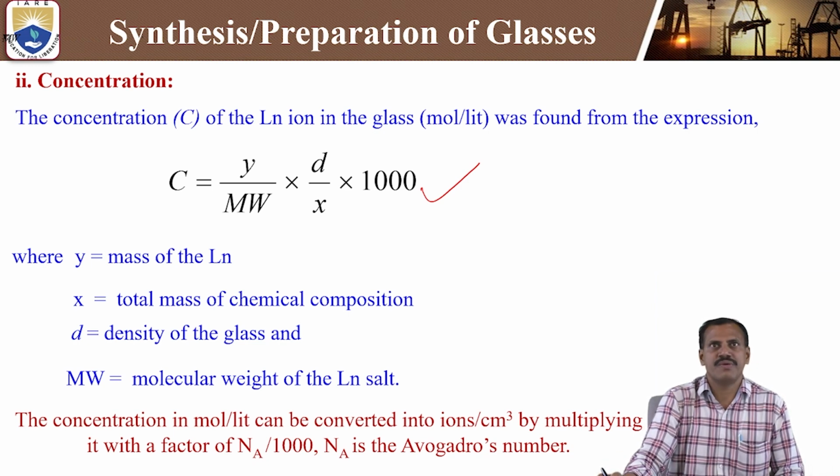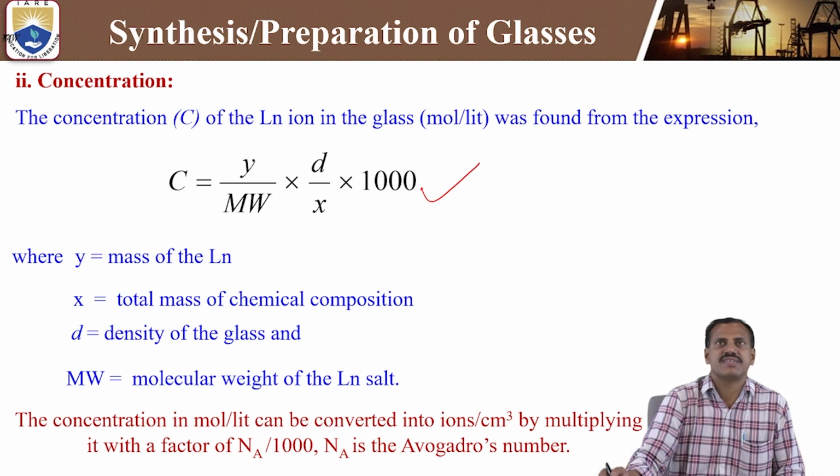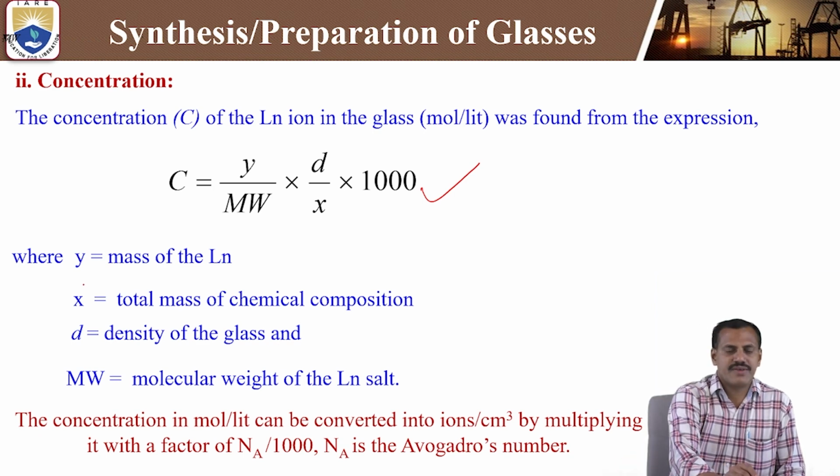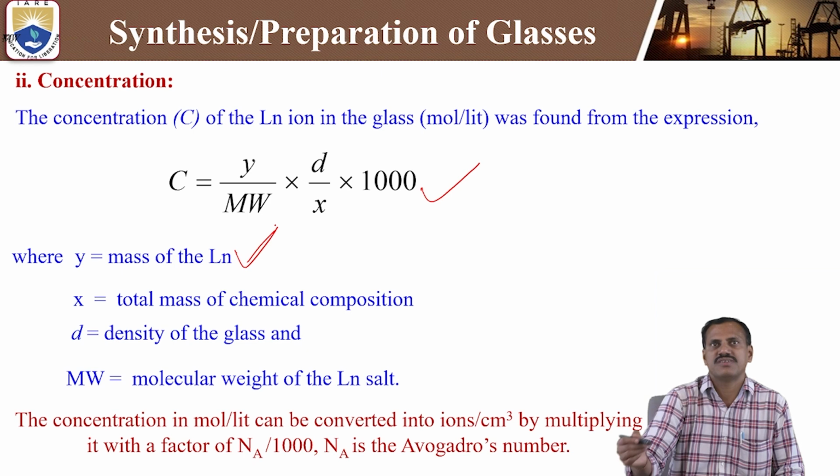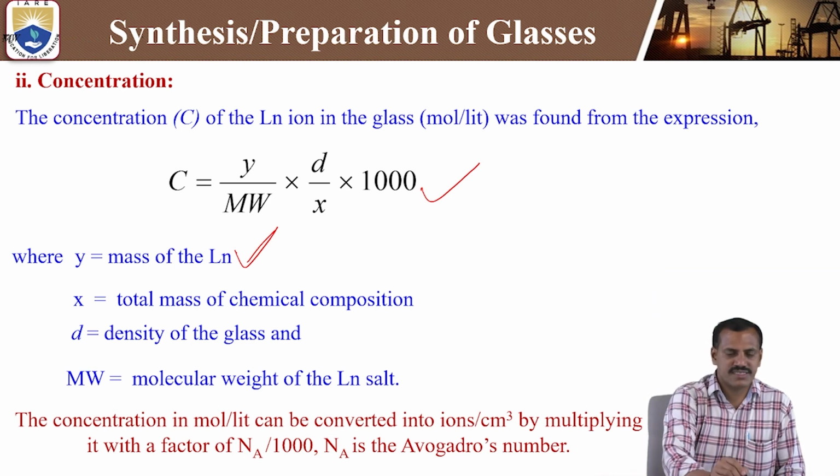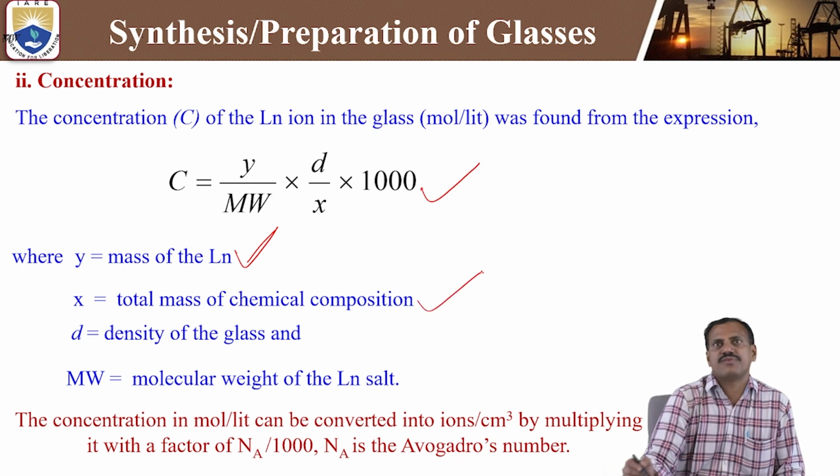C equals Y by MW, that means molecular weight, into D by X into 1000. Where Y equals the mass of the lanthanide ions, that is, how much mass of the ions, 5 grams, 10 grams, or 15 grams, we have taken into the glass preparation. X is the total mass of the chemical composition.